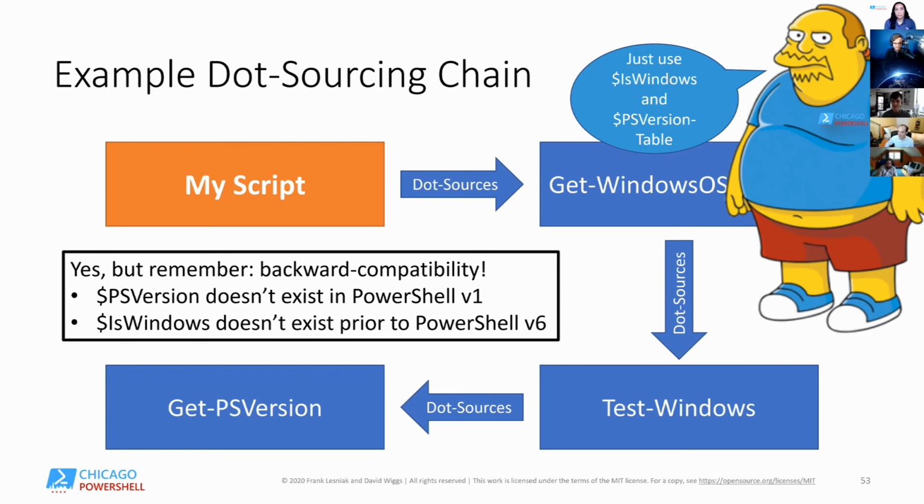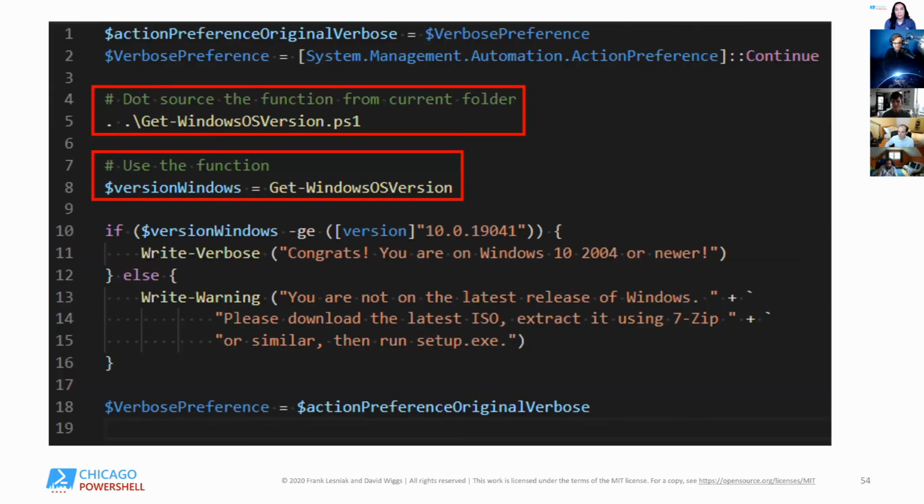So anyway, let's show what this looks like. This is my function, and the purpose of this function is really just determining whether the current operating system is Windows 10 2004 or newer. You can read ahead and see the code to see what that looks like. But let's focus on what dot sourcing really looks like. That's lines 4 and 5. I'm dot sourcing this Get-WindowsOSVersion script. So period, space, period, backslash, name of the script file.